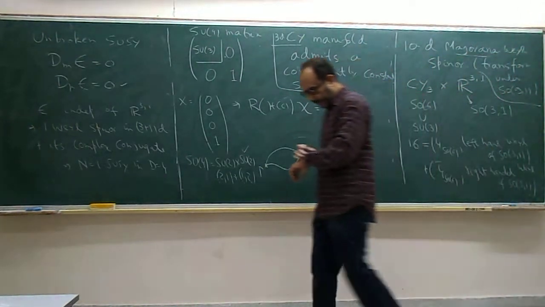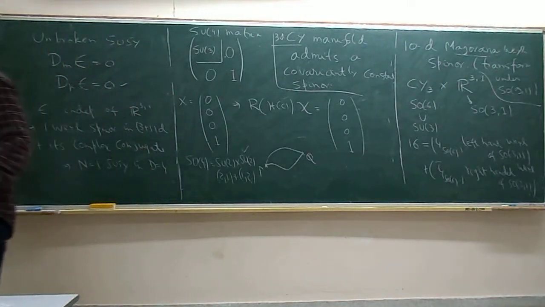Okay, so maybe I'll stop here and then we'll continue. So tomorrow we'll start discussing actual compactification and Calabi-Yau manifolds. So type 2 on K3 cross T2 is N equal to 4.